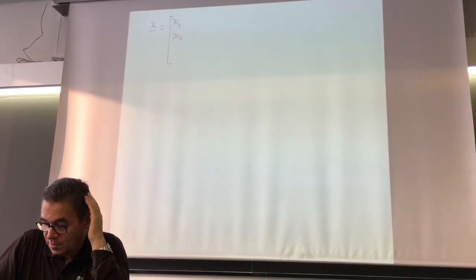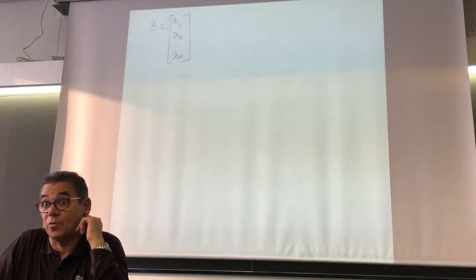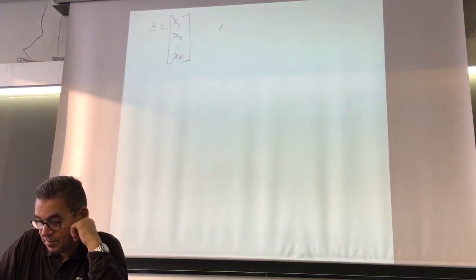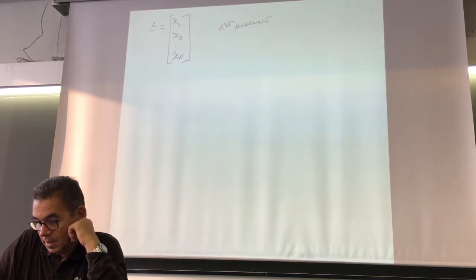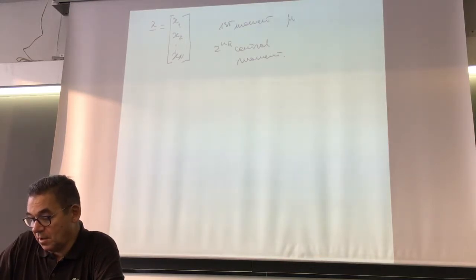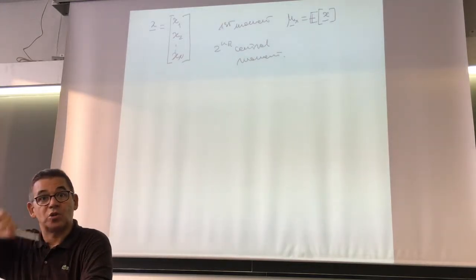So let's look at these aspects. For instance, what we saw is the following: if I have a vector x containing a set of random variables, x_n, this is what we know. We can define the moments on this random vector. The typical moments we define are the first moment and the second central moment. The first moment is the mean, which is the expectation of the vector x, composed of the means of all the entries.